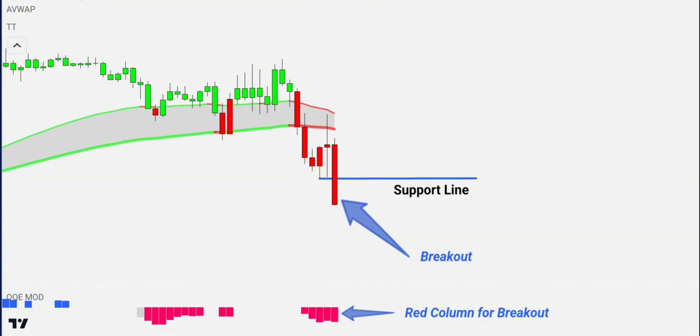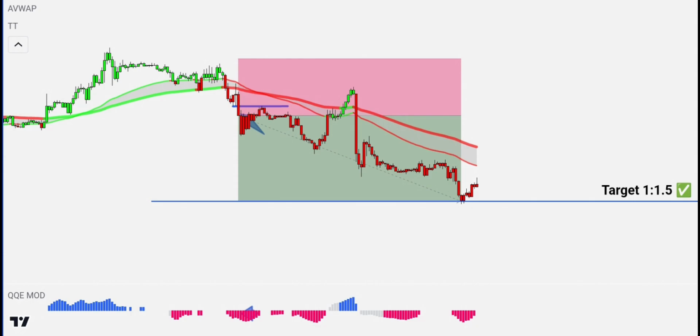We set the target level at 1.5. While buyers attempted to intervene in the market by pushing the price upward until our trade reached the target, our entry into the trade based on multiple criteria led us to our goal. All criteria indicated that selling pressure was stronger than buying pressure. Before transitioning to a completely different strategy, let's also look at an example of a long position within this strategy.